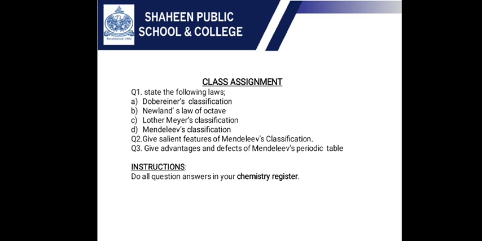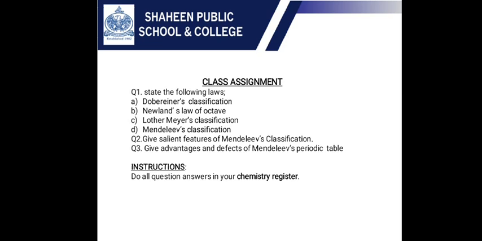Question number 1, part 4, Mendeleev's classification or Mendeleev's periodic law. In 1869, a Russian chemist, Dmitri Mendeleev, gave a new idea for the arrangement of elements, which states that the properties of elements are the periodic function of their atomic weights.